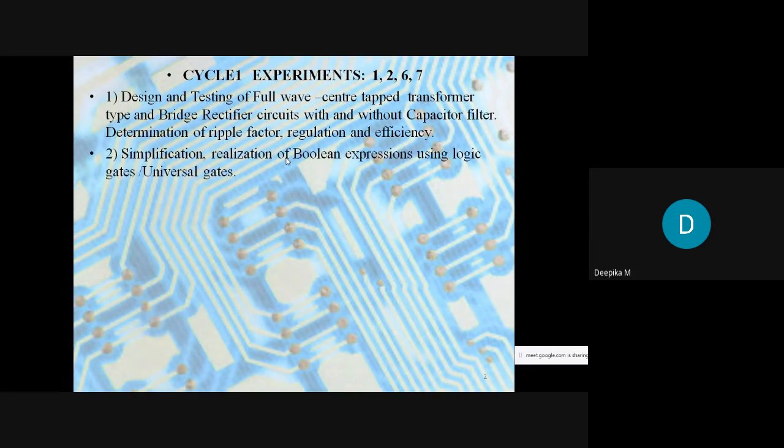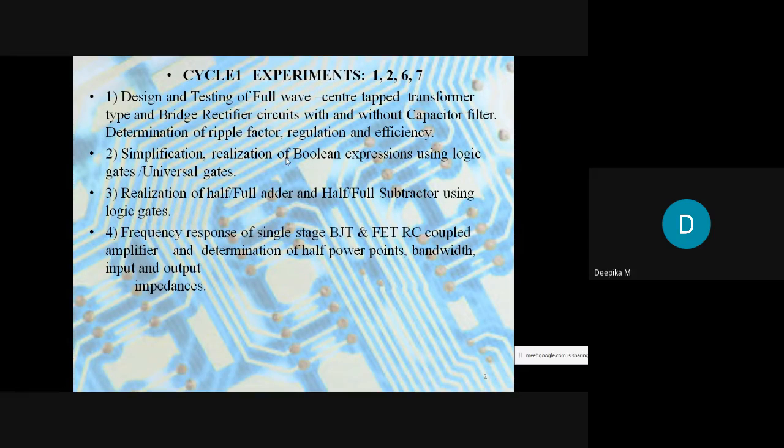In the second experiment, we are going to study the simplification and realization of Boolean expressions using logic gates and also using universal gates. The third one is the realization of half and full adder and half and full subtractor using logic gates. And the fourth experiment is studying the frequency response of single stage BJT, FET, RC coupled amplifier, and determination of half power points, bandwidth, and input and output impedances. So this is about the experiments. Now we will study the experiments one by one.